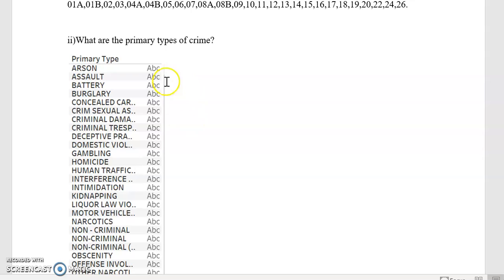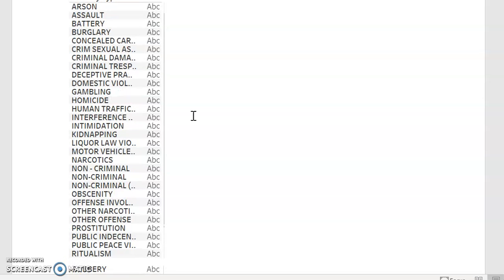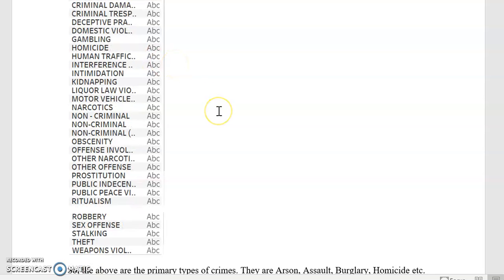The second question is, what are the primary types of crime? The primary types of crime are arson, assault, battery, burglary, concealed carry, crime sexual assault, criminal damage, etc.